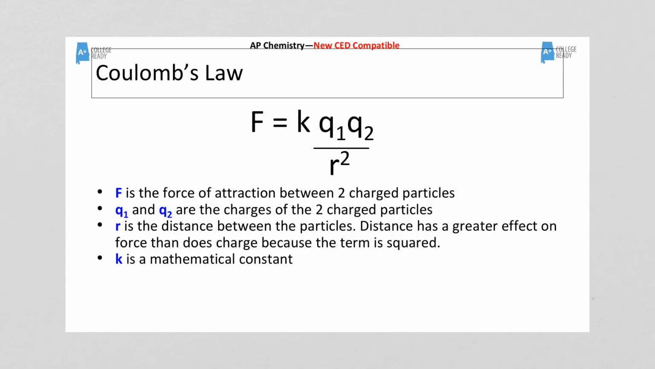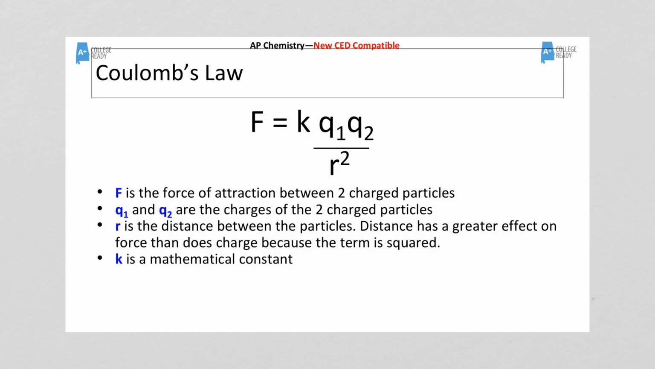So in Coulomb's law, notice all the definitions of the variables are at the bottom. F is the force of attraction between two charged particles. Q1 and Q2 are the actual charges of the particles, so like positive 1 and negative 1 if we had like NaCl. R is the distance between the particles, and distance has a greater effect on the force than does the charge because the term is squared, and then K is the constant.